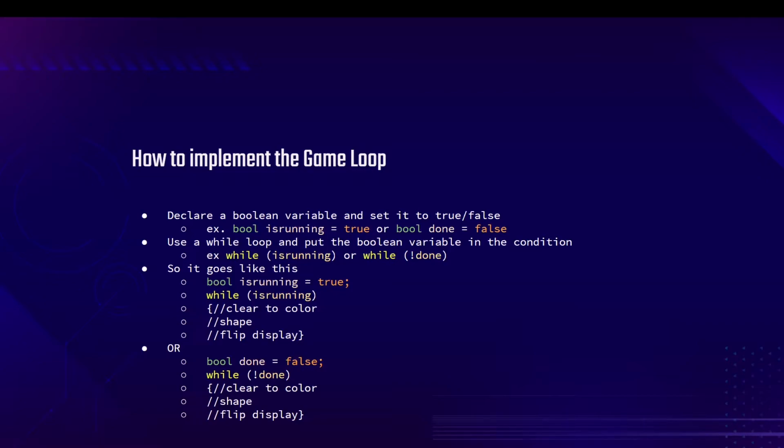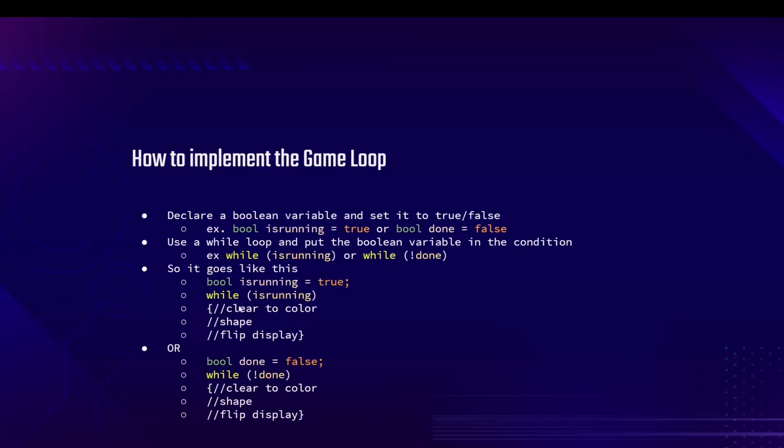If you declare the Boolean variable to be true, you would put the Boolean variable itself in the while loop instead of the Boolean variable equals true, because it assumes the variable itself is true. If it's false, you have to put an exclamation point before the variable name. So it goes like this. I implement a Boolean variable isRunning, and I set it to true. And since isRunning is true, I put in isRunning as the while condition.